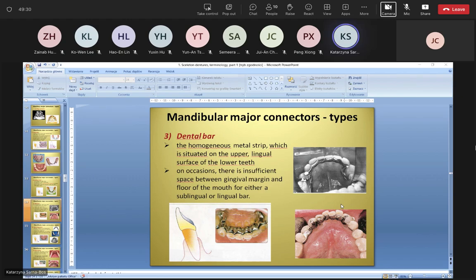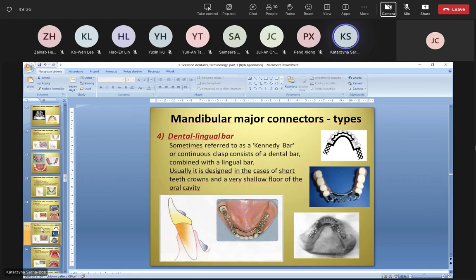Okay, let's come back. So that was the dental bar. And now the fourth one, the dental lingual bar, sometimes referred to as a Kennedy bar, or continuous clasp, consists of the dental bar combined with the lingual bar. So you see together, dental bar and lingual bar. Usually it is designed in the cases of short teeth crowns and a very shallow floor of the oral cavity. So in such cases, we can design the dental lingual bar.